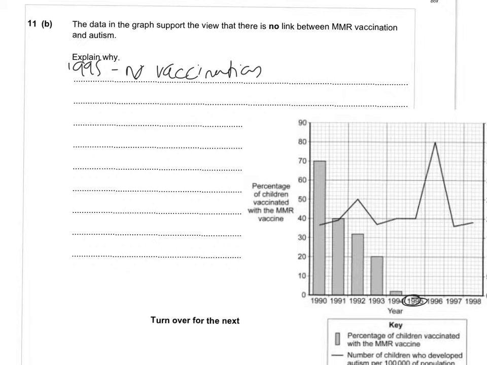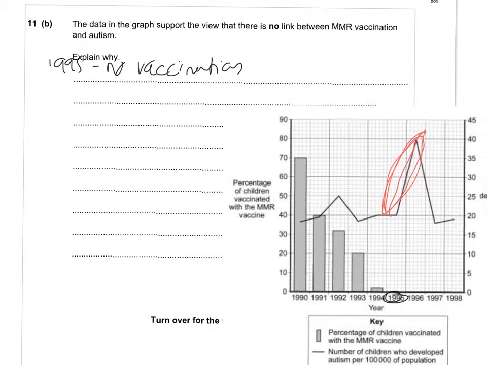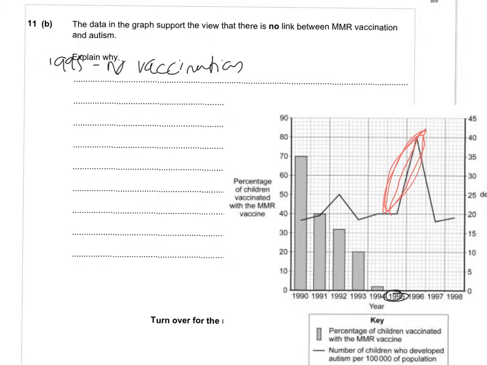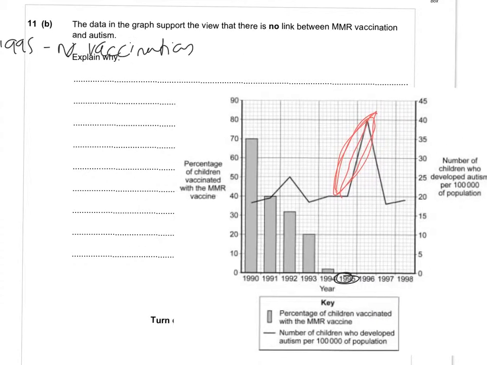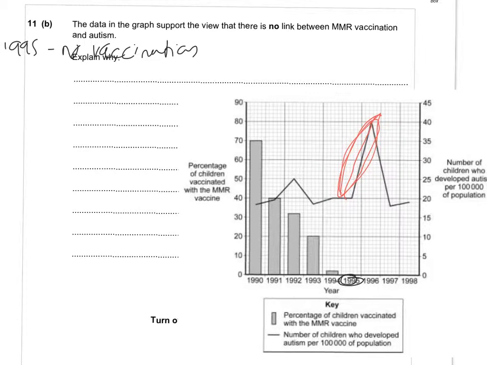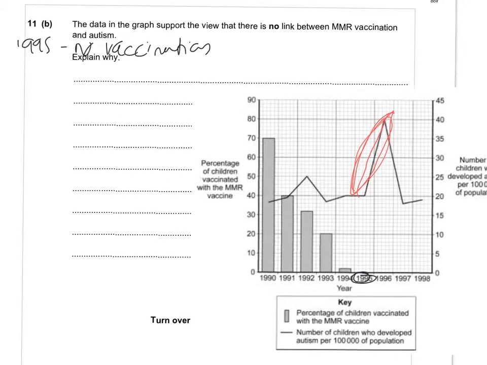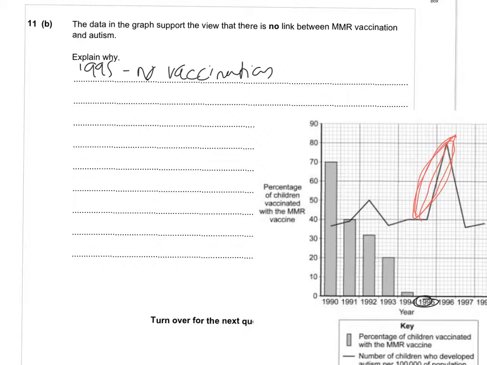However, the number of children that get autism, as we can see here, I'll just do it in a different colour, goes up significantly during this period of time here. Okay, so it goes from, let's have a look at the numbers, just about 20 children per 100,000 to 40 children per 100,000. So it's quite a high increase, higher than anywhere else on the graph.